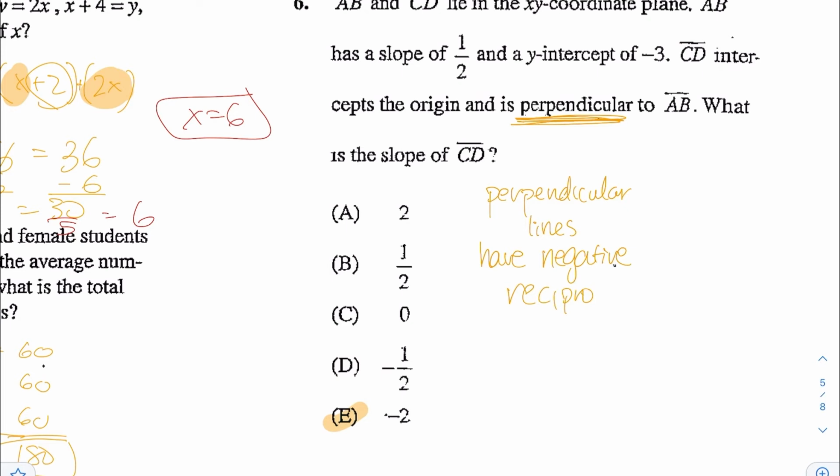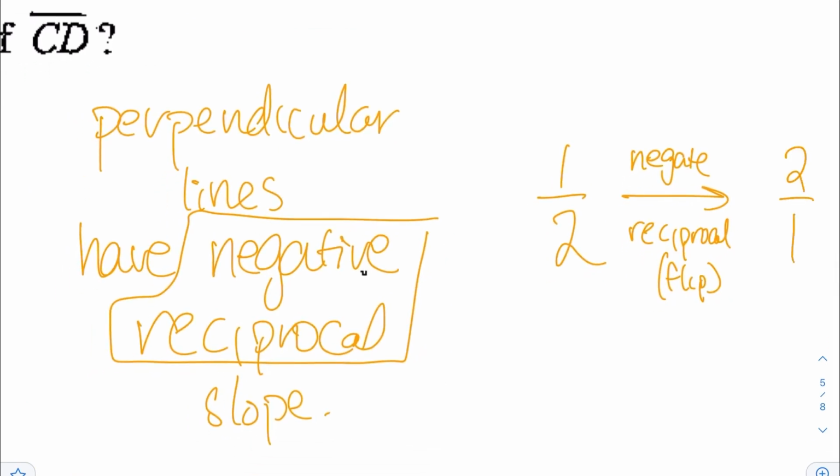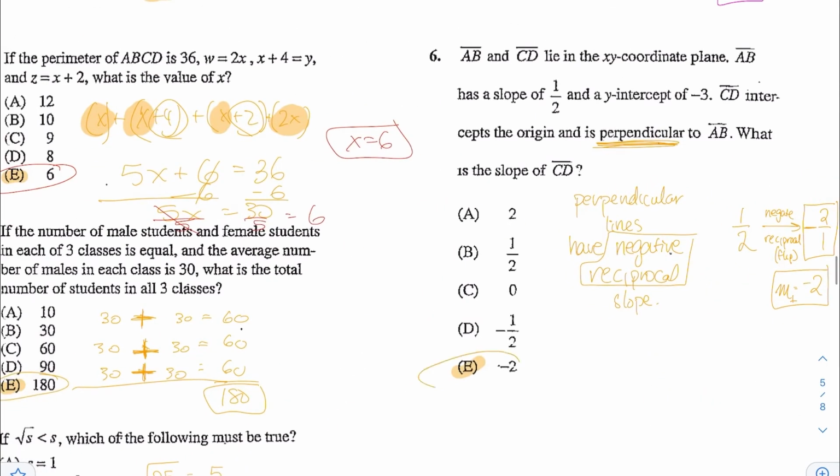So what that means is a negative reciprocal means that if you have, let's say, a fraction of 1/2, you have to do 2 things to get the negative reciprocal. You have to first negate it, and you have to do the reciprocal, which means you have to do a flip. So you flip the fraction, 1/2 becomes 2 over 1, and then you negate it. So positive becomes negative, and negative becomes positive. So the perpendicular line has a slope of -2. And that's choice E.